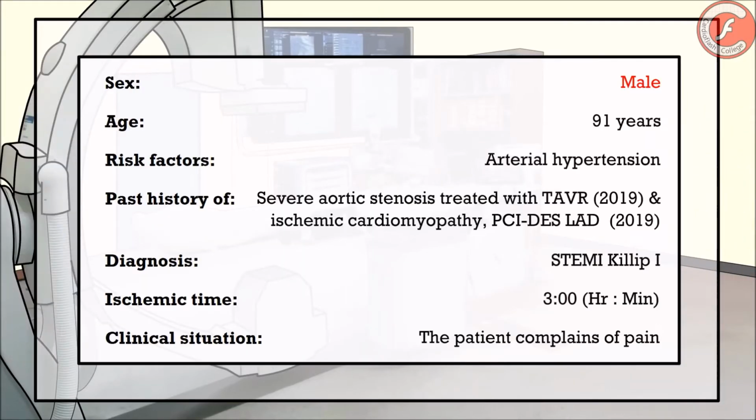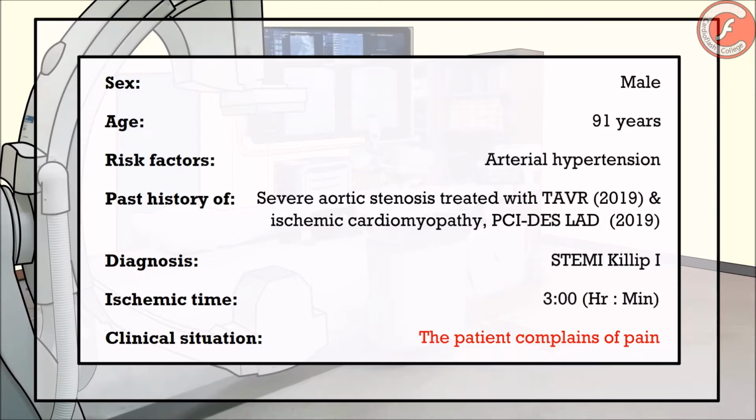This week we have a 91-year-old man with a good quality of life who had a personal history of arterial hypertension, severe aortic stenosis treated with a percutaneous valve prosthesis in 2019, and chronic ischemic heart disease manifested as stable angina in the context of a single-vessel coronary disease and treated percutaneously with two overlapping stents in the proximal anterior descending artery. He came to the emergency room due to chest pain and was diagnosed with ST segment elevation myocardial infarction of 3 hours of evolution.